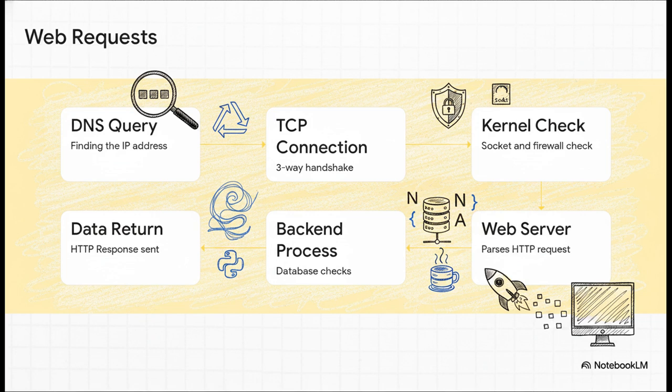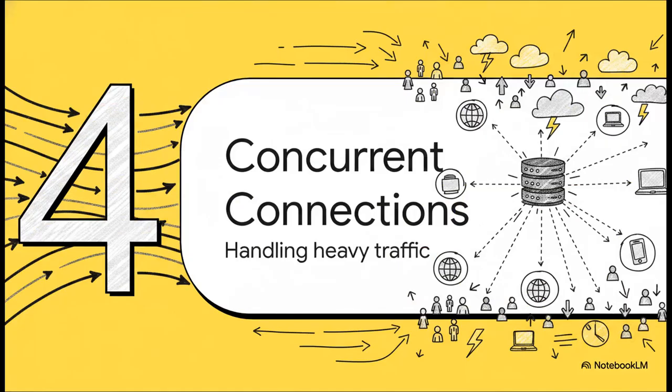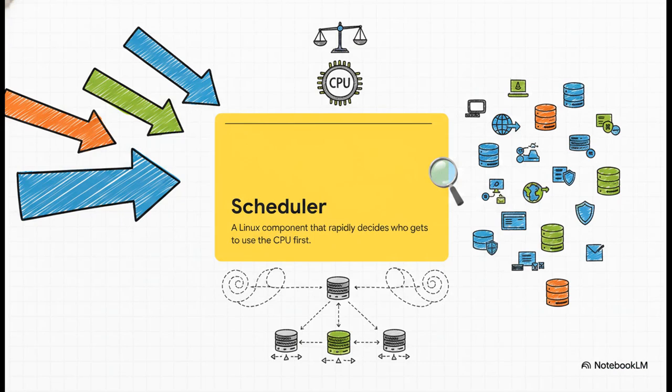6 insane steps, literally in the blink of an eye. Section 4, the secret of concurrent connections. What happens when things get crazy? Now, handling one request in under a second, great, we expect that. But what happens when 50,000 users hit the server at the exact same millisecond?